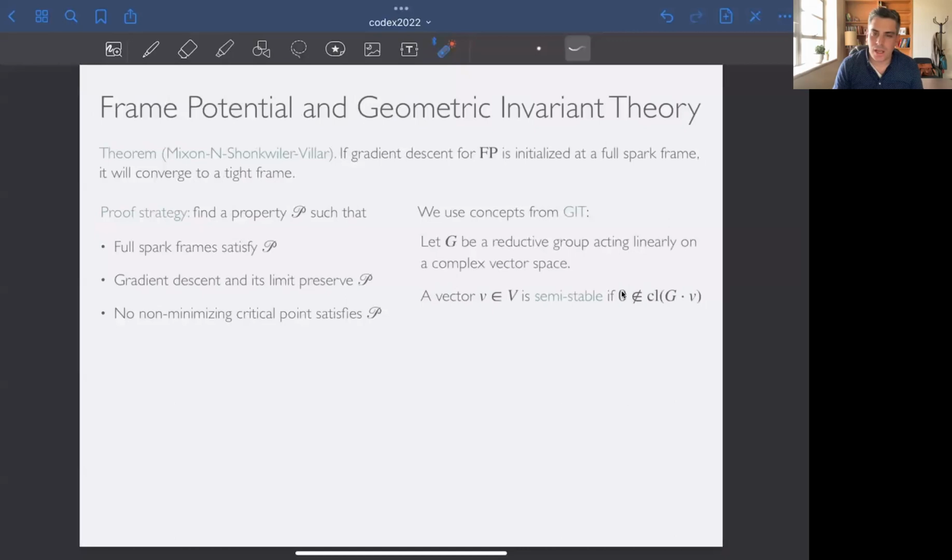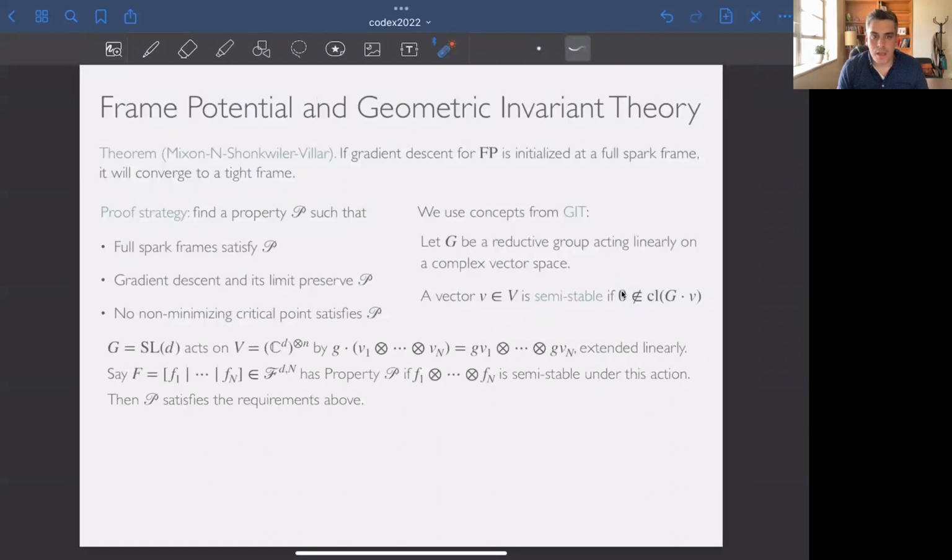So we weren't using really any heavy machinery from geometric invariant theory, but we were inspired by some concepts there. If I have a reductive group acting linearly on a complex vector space, think like GL or SL_n acting on n-dimensional complex space, then I say that a vector is semi-stable for that action if 0 is not in the closure of its orbit.